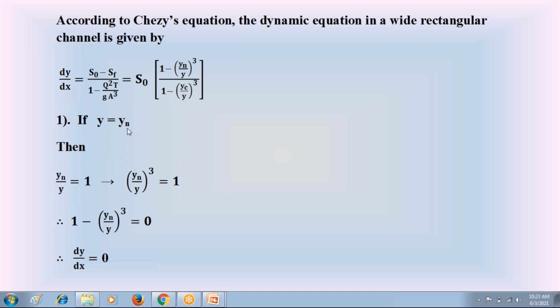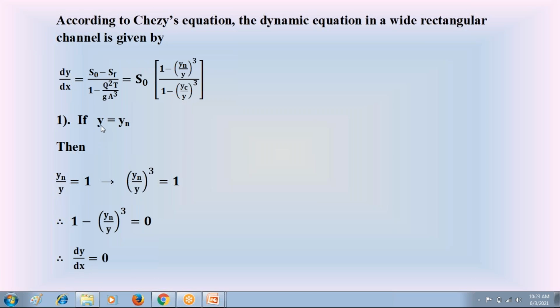So if y is equal to yn, the ratio yn by y is equal to 1, because the depth of flow is equal to yn. So (yn by y) whole cube is also equal to 1. So 1 minus (yn by y) whole cube is 0. So this right hand side numerator is 0. And 0 by something, whatever this value may be, is 0. 0 into S0 is also 0. So dy by dx is equal to 0.